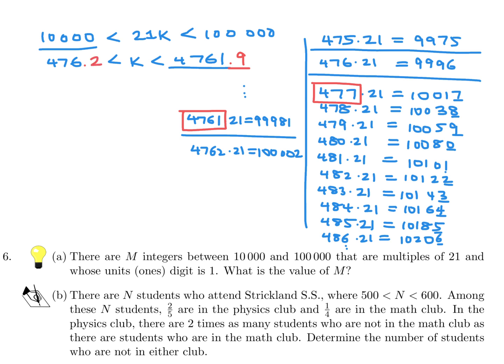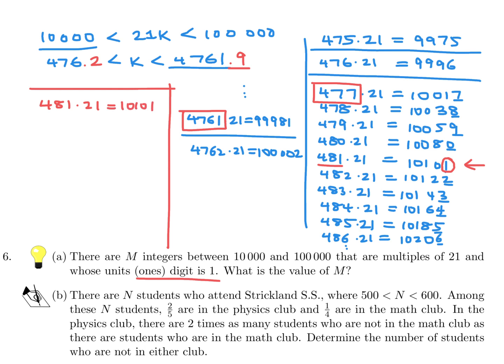Okay, so now after all that, we satisfied the first criteria, but we still have to worry about this one. The units digit has to be 1. So far, this is the only one that qualifies. We got the pattern that the units digit just increases by 1 every time. So the first one in our list was 481 times 21. The next one, since every 10 it would go back to 1, you don't have to write it out manually. You can just jump.